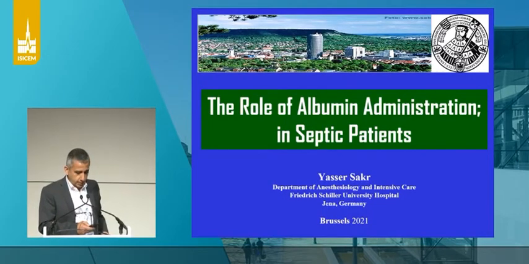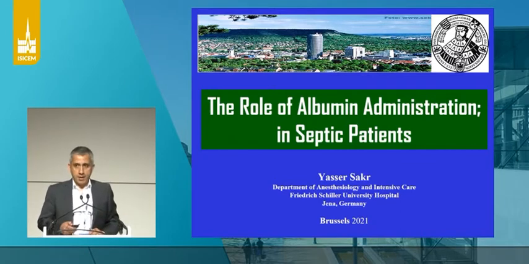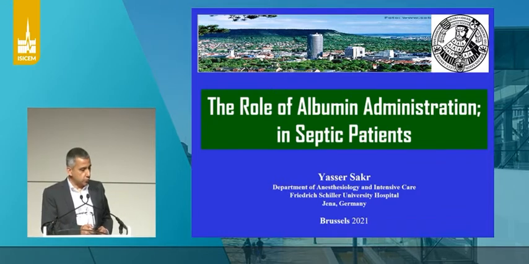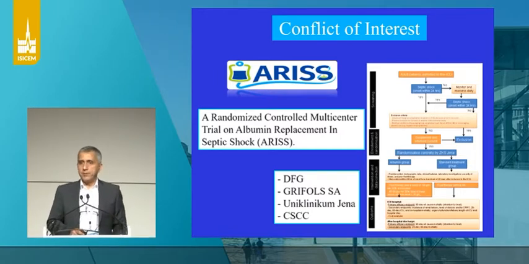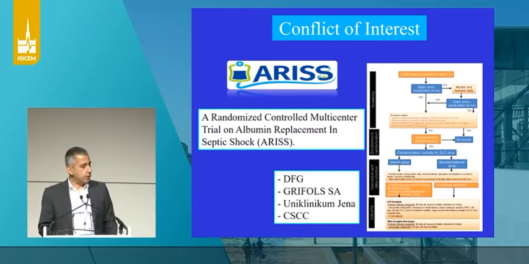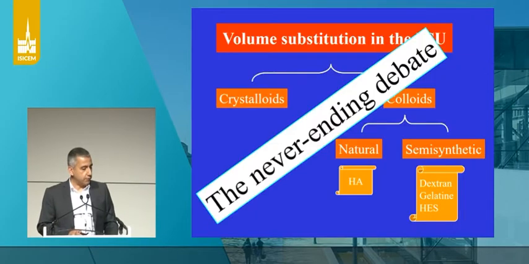So I think that my task would be very easy after the two nice talks that we heard before. I'm just going to give an overview and try to convince you about the rationale of use of albumin in patients with sepsis and septic shock. That's actually my conflict of interest: I'm the PI of a currently recruiting study on albumin administration, which is co-sponsored by Grifols, kindly supplying us with the albumin.